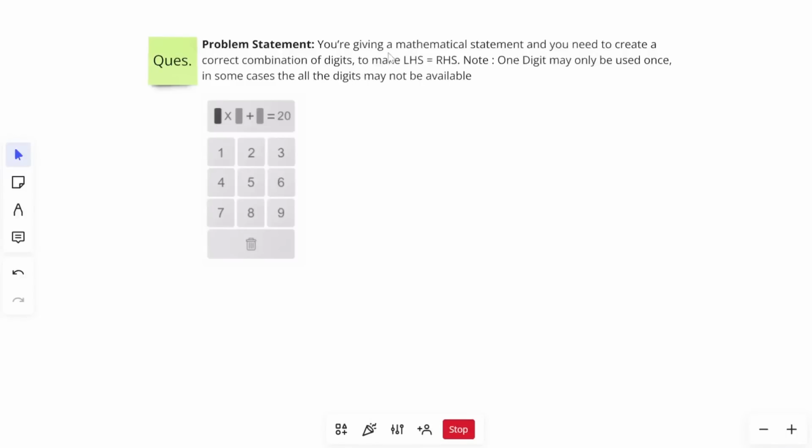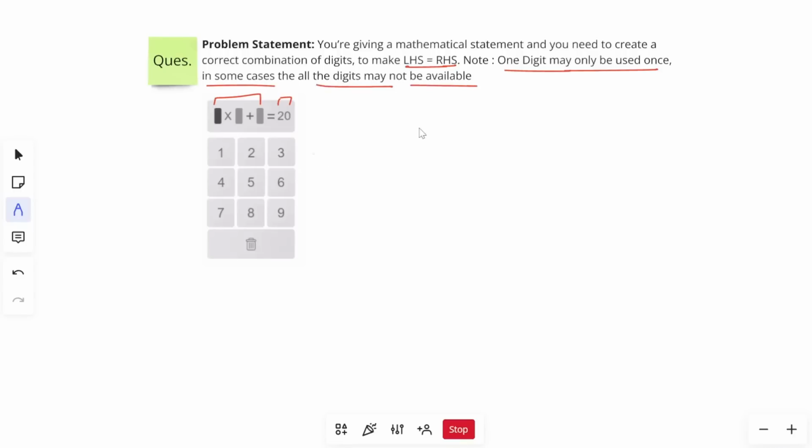So in this problem, you are given a mathematical statement, and you need to create a correct combination of digits to make LHS equal to RHS. Like this side of the expression, we have to make equal to this, and the condition is one digit may be used once. In some cases, all the digits may not be available. Let's try to solve this question.